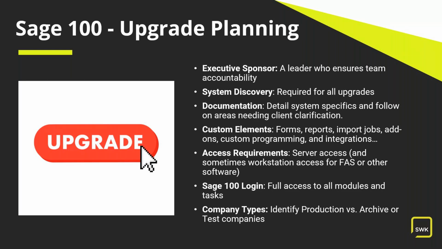Let's see here. We may also need access to a workstation. So with Sage 100, it's supposed to be installed on a dedicated member server, so we can see pretty much everything we need there for your Sage 100. But if you have other applications that are integrated with your Sage, or even if they're not, if they're just in use, such as Sage Fixed Assets, sometimes known as FAS, many times a FAS software will only be accessible from a workstation. Not always, depends on the version of FAS that you have, but the point is we may also need access to your workstation. All right, so we will require a free system discovery for all upgrades.